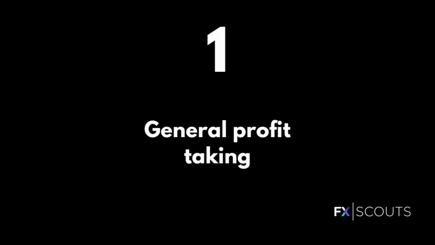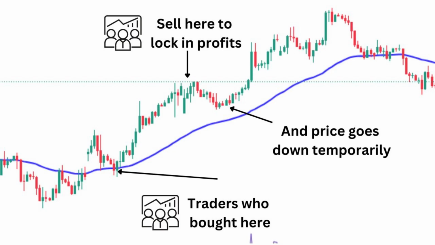Now, why do pullbacks occur? Well, they happen for several different reasons. The first reason is profit taking. So traders who bought the assets at lower prices may sell to lock in profits, for example, and this leads to a temporary decrease in demand.